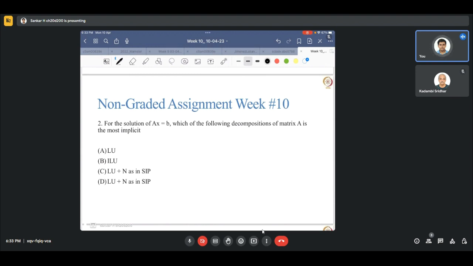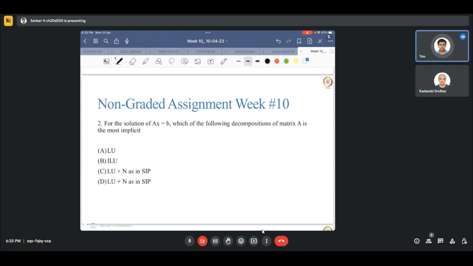Question number 2, for the solution of Ax equal to b, which of the following decompositions of matrix A is the most implicit? Is it the LU decomposition, or ILU, the incomplete LU decomposition, or an LU plus N as in the strongly implicit procedure method? I think C and D are the same.